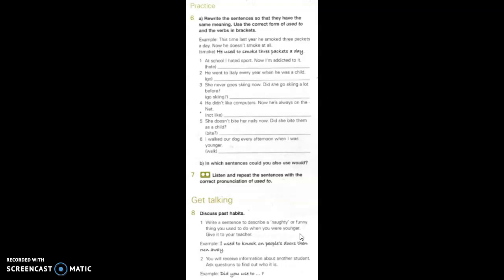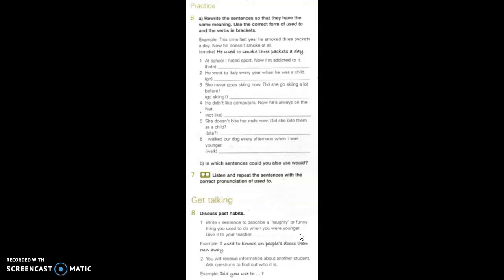You could get them talking about life before lockdown. I think that could be interesting. What did you used to do each day? Are there any things that you do now that you didn't do then? You could give them a model yourself of what you used to do and didn't used to do before lockdown and how your life was different. Remember to include an example of would as well.